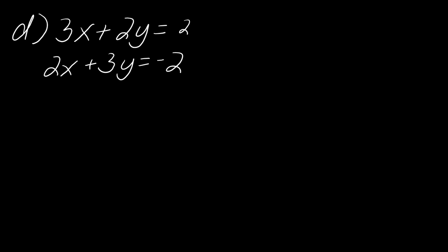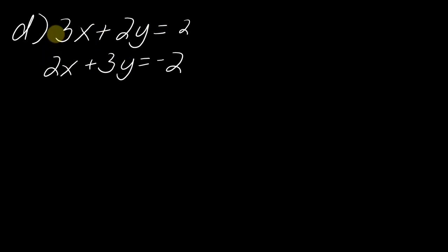Okay, and so for D here, now what we've run into is kind of an interesting situation. This is actually a problem where I would say substitution is not good for this one. So notice what we've got: 3x plus 2y equals 2, 2x plus 3y equals -2. There's no variable that's super easy to solve for. So I would prefer not to use substitution for this one. Instead, we can use elimination, but what we can do is multiply both equations by something.